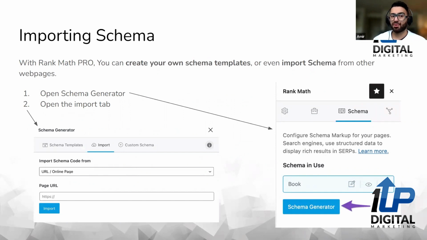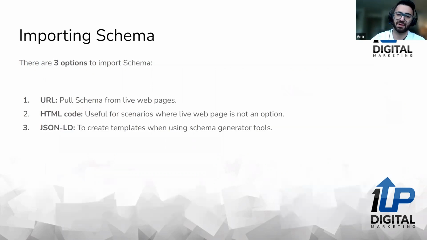So with Rank Math Pro, you can also create your own schema templates. So we don't need to know any coding in order to create schemas, neither do we need the help of a web developer anymore. Or we can also import schemas from other web pages. In order to do this, we open the schema generator and we go to the import tab. Then we have a couple of different options to import from.